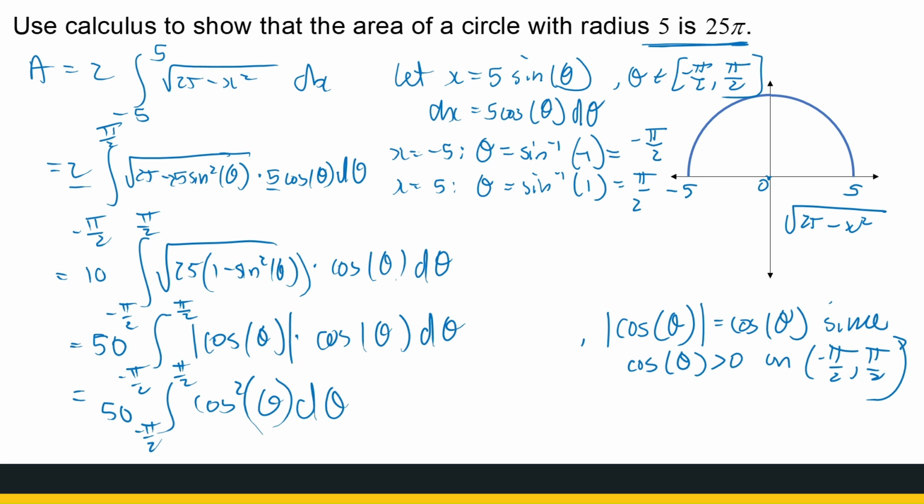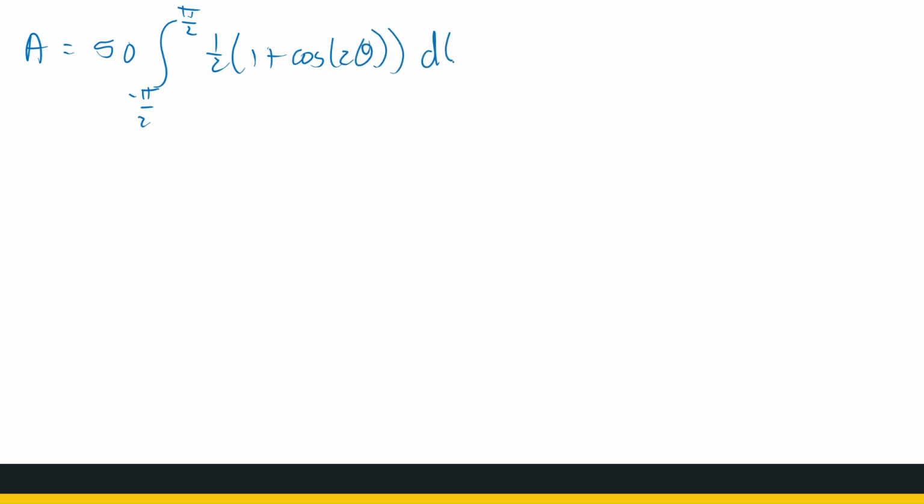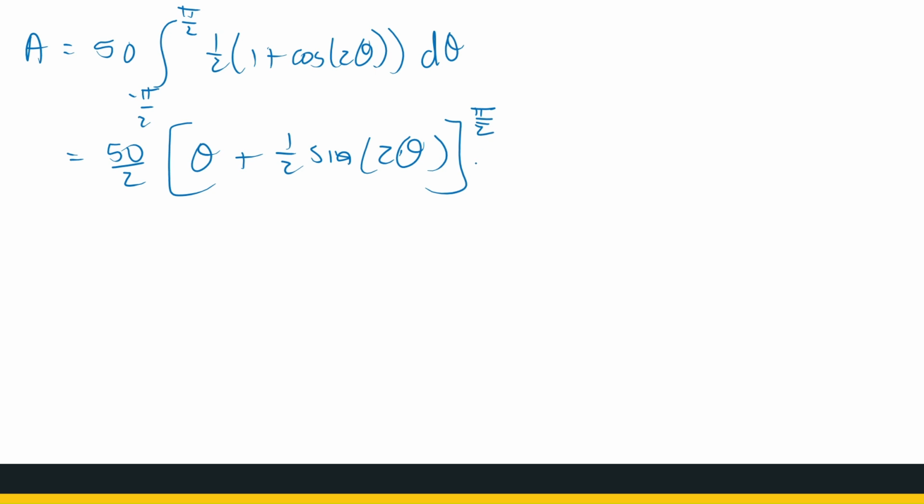Now we need to use the half angle identity for cos squared. This area is then equal to 50 times the integral from minus pi over 2 to pi over 2. And I had cos squared theta, but cos squared theta is a half times 1 plus cos of 2 theta d theta. Take the half to the front, I've got 50 over 2. The antiderivative of 1 is theta. The antiderivative of cos 2 theta is plus a half sine 2 theta, between pi over 2 and minus pi over 2.